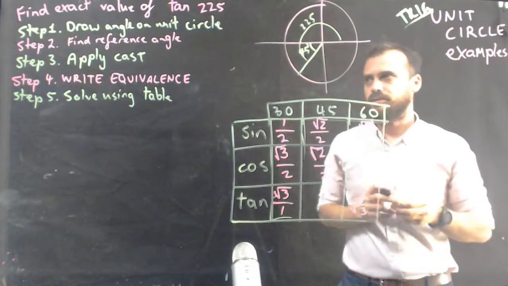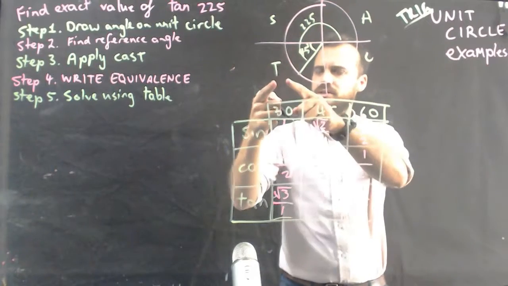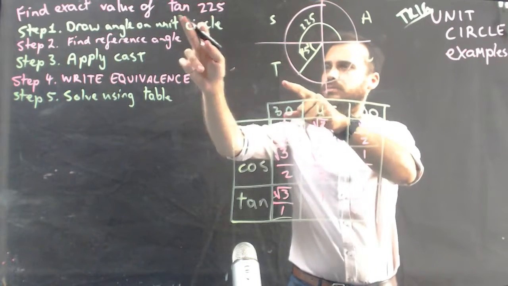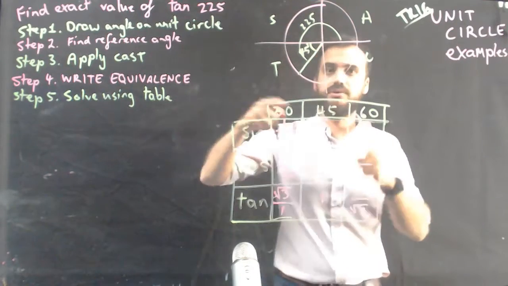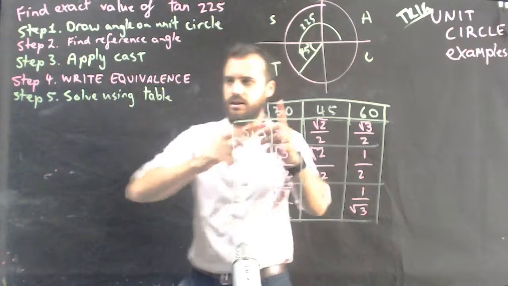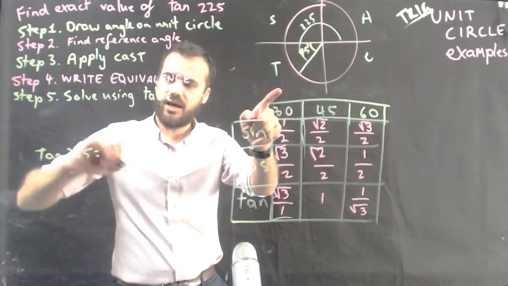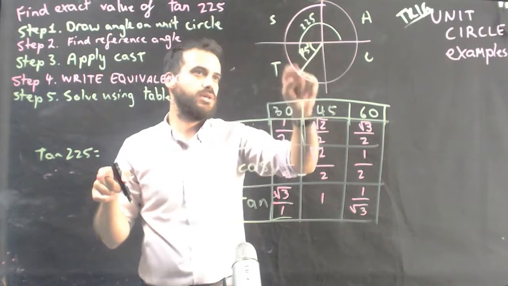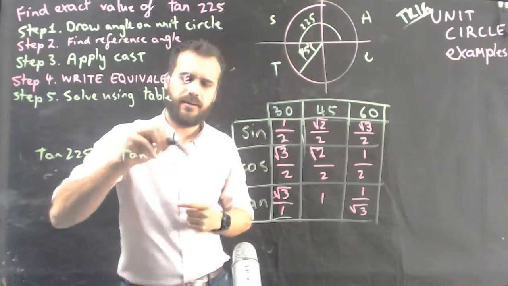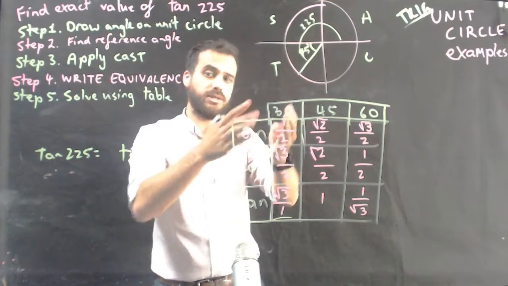45 degrees. Apply cast, C-A-S-T. I'm in the tan quadrant, so any tan answers are going to be positive and anything else is going to be negative. Oh, tan. Okay, so I know that this answer is going to be positive. Step 4, write the equivalence. Okay, coming over here, we're doing tan 225, and we know that tan 225 is going to be equivalent to tan 45, but positive or negative. C-A-S-T, we're in the tan quadrant, therefore it must be positive.